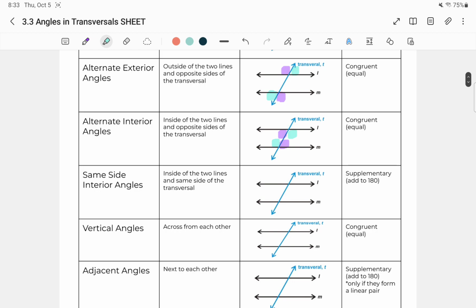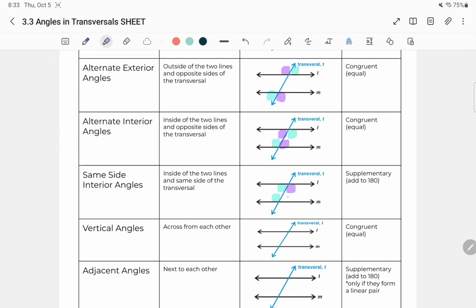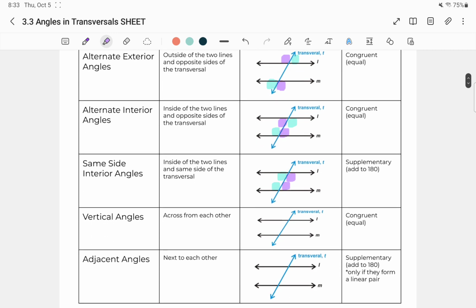All right, so same side interior, still on the inside, just like above, except they're on the same side of that transversal. So this angle and this angle, and this angle and this angle. And those, they're the only ones so far that are not congruent. These are actually supplementary, meaning they add to 180.